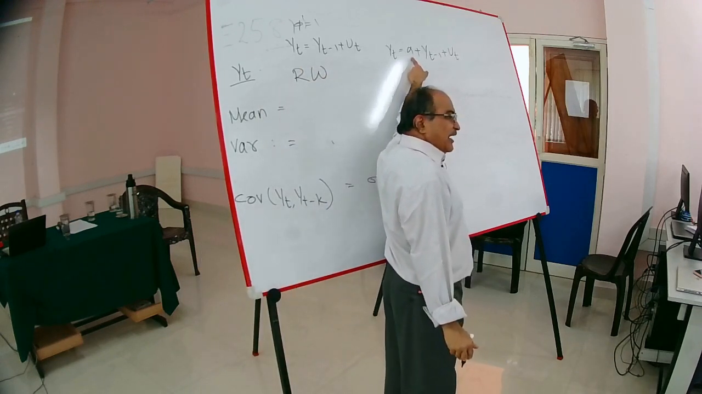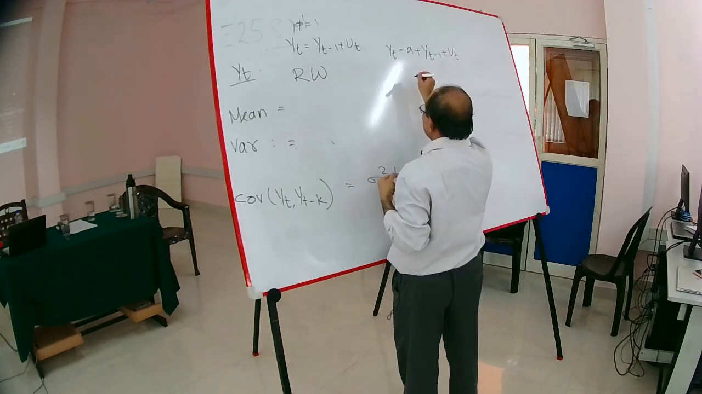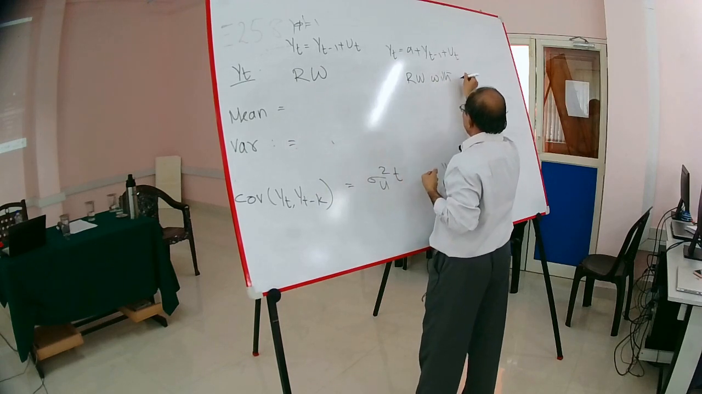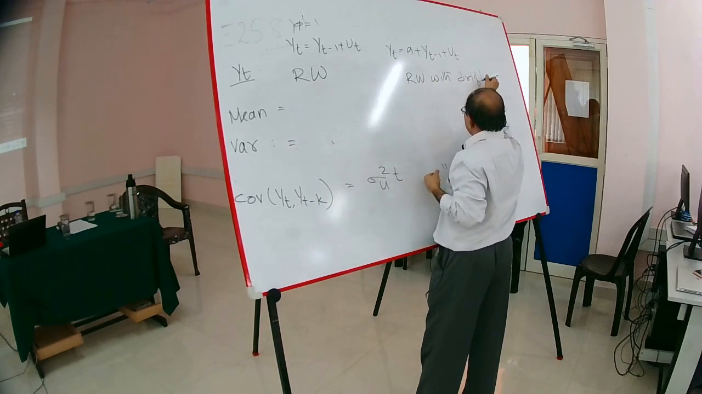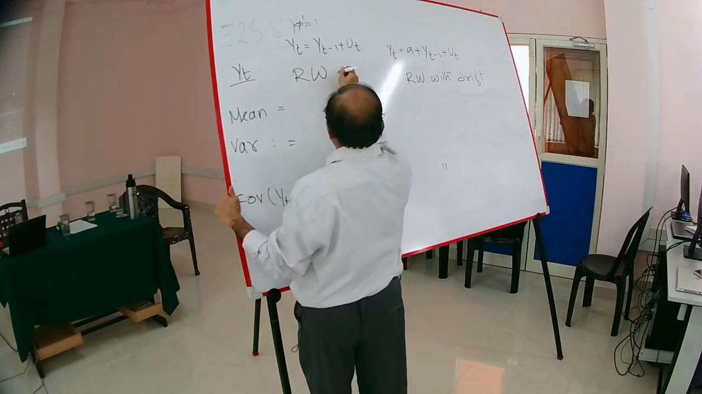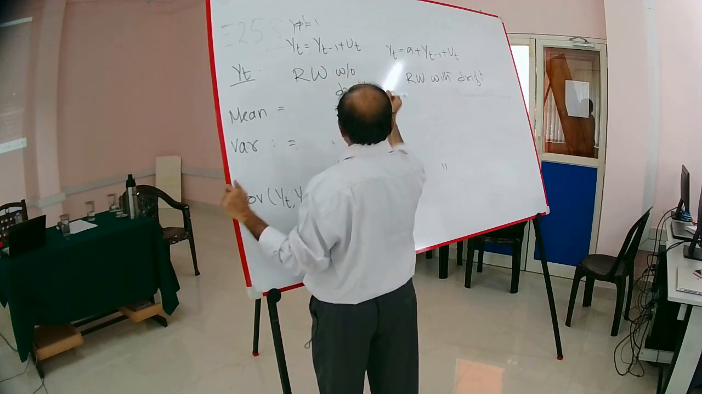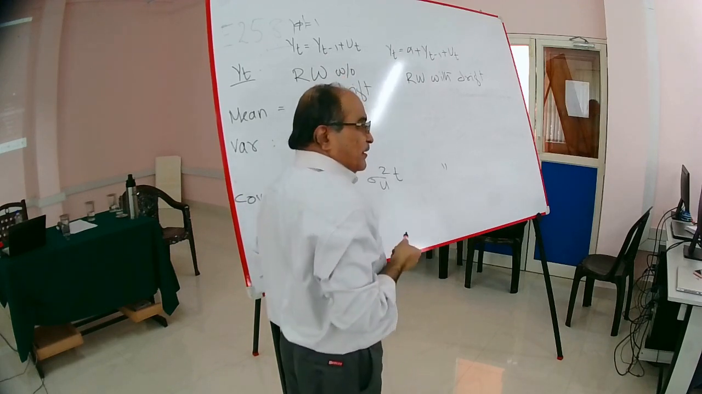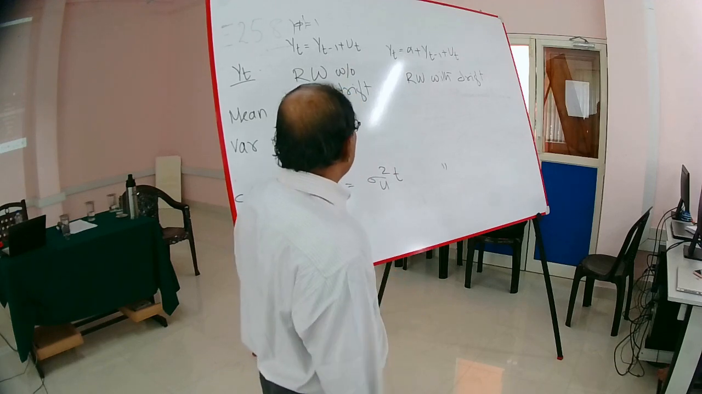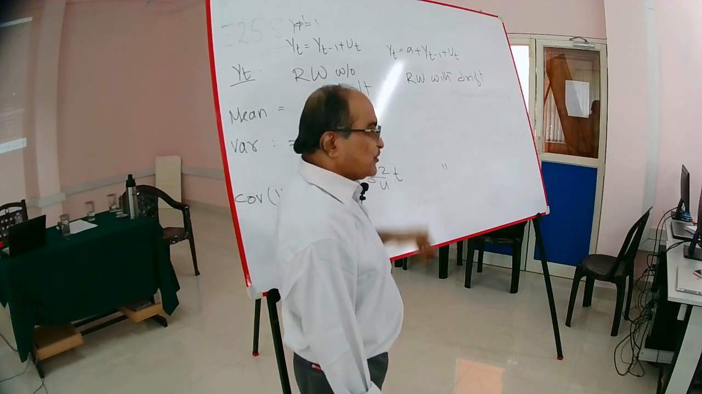Here we have an alpha, that is, a constant, an intercept. This is called a random walk with drift. Therefore, this is called a random walk without drift, and here we have a random walk with drift.